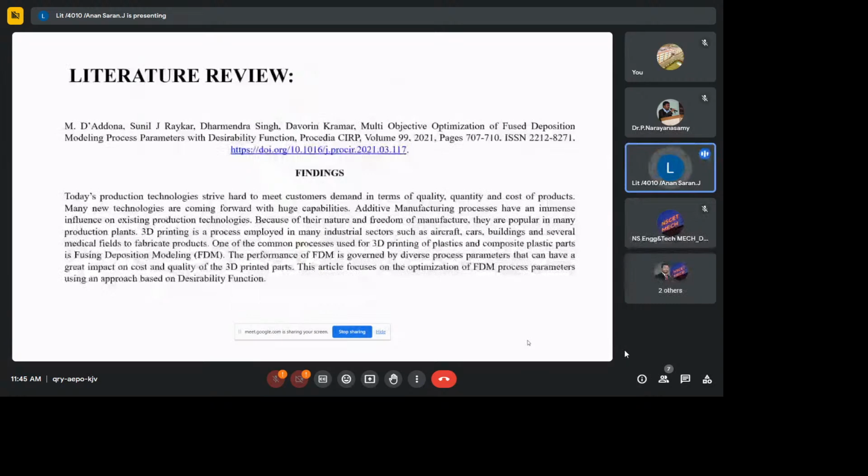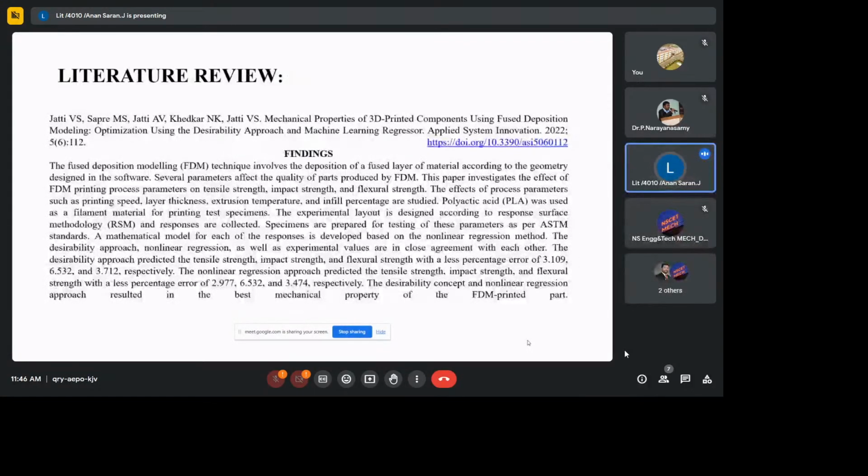In the literature, we have researched the mechanical properties, desirability, durability, and strength, and we have researched the authors and journal publishers.